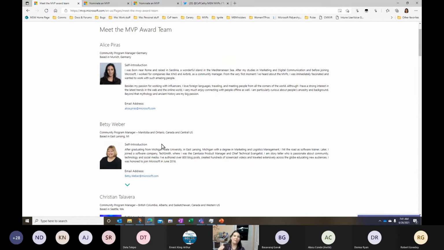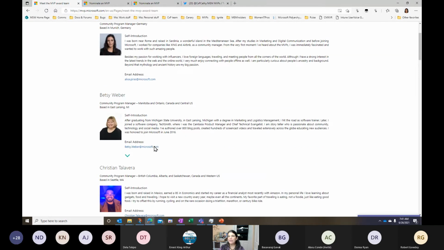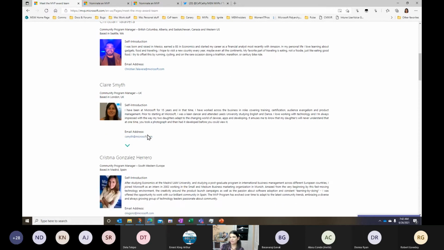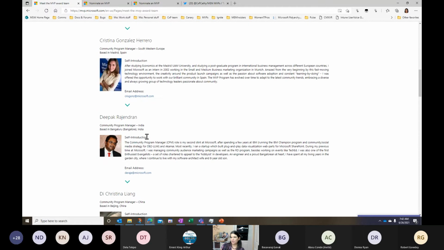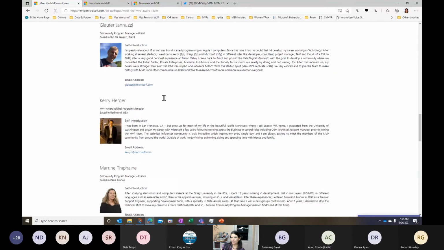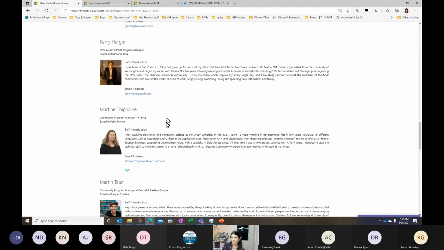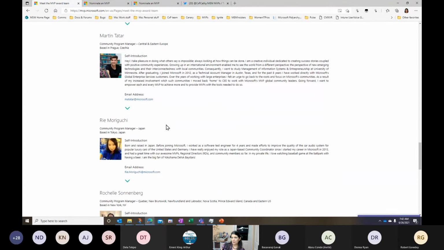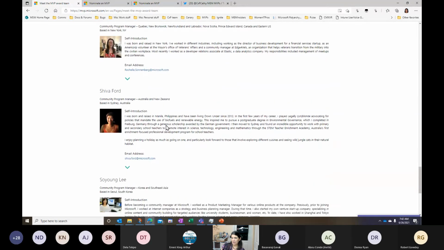When the nominations come in, if somebody is in this region here, Betsy is the one who will first look at their information and evaluate that nomination in the context of the region where that candidate is. Actually, I have no idea, I probably should have looked at this earlier. Southern share of India, China, Brazil, France, Eastern Europe, Japan.